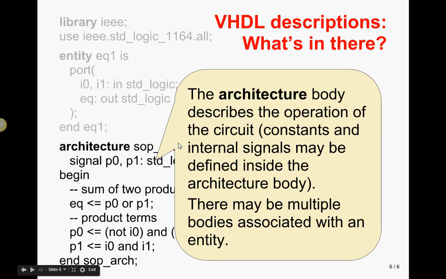Finally, the third and last section is the architecture body, and this is where we build the circuit description, or the behavior expected for this circuit. In this case, we simply say that this is a comparator that will produce an accurate output that will take place when both inputs are 0 or both inputs are 1.